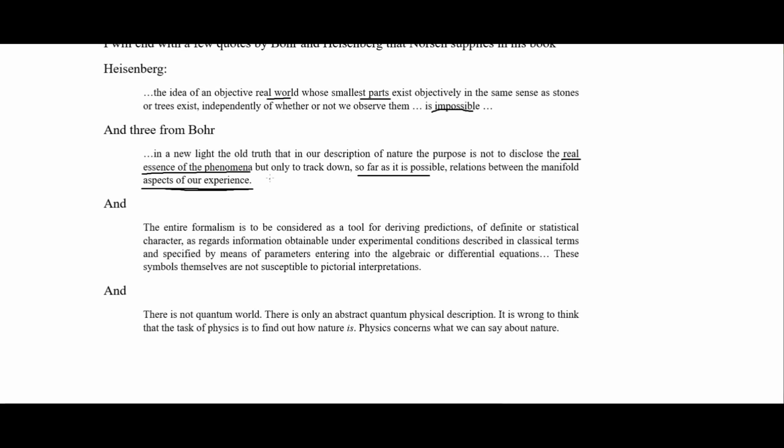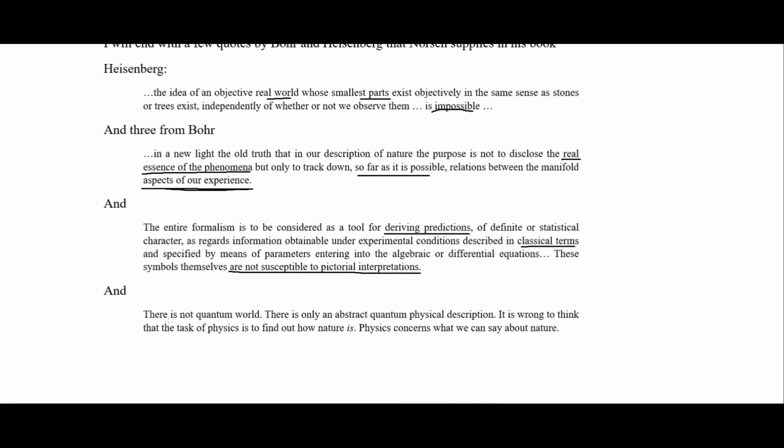So that would be sort of the Kantian phenomena there. All right, then this next one: the entire formalism is to be considered as a tool for deriving predictions. So it's kind of that shut up and calculate mindset there, of definite or statistical character as regards information obtainable under experimental conditions described in classical terms and specified by means of parameters entering into the algebraic or differential equations. These symbols themselves are not susceptible to pictorial representations.